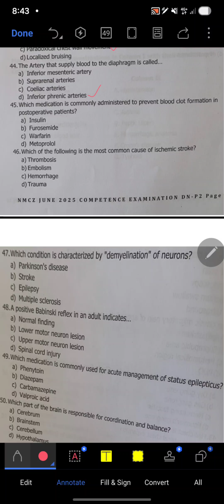45. Which medication is commonly administered to prevent blood clot formation in post-operative patients? The correct answer, of course, is C, which is warfarin.